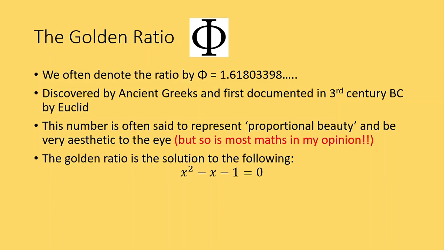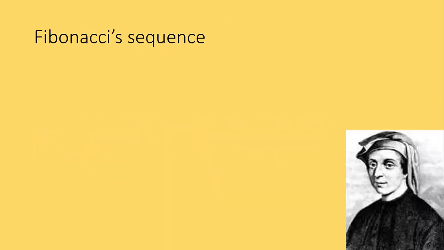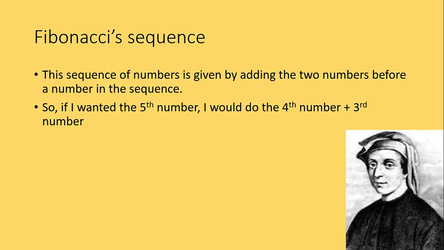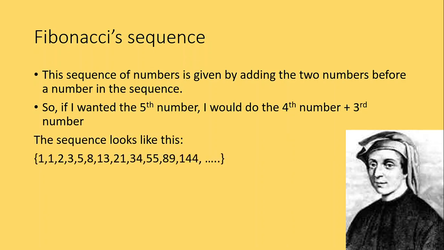But how does it actually relate to nature? Well, before studying that, we can look at the Fibonacci sequence. Now, you might be well aware of this sequence because it is famous, and it's given by adding the two numbers before a number in the sequence. So if you wanted the 5th, for example, you'd add the 4th and the 3rd together. And it looks like that. So 1, 1, 2, 3, 5, 8, and so on. And this is an infinite sequence, so it never ends.